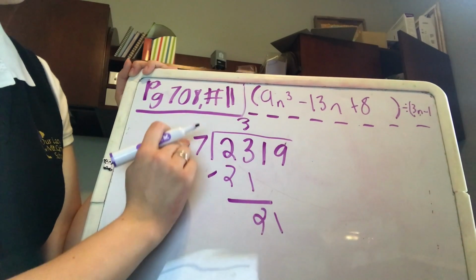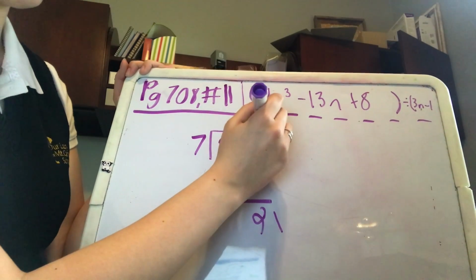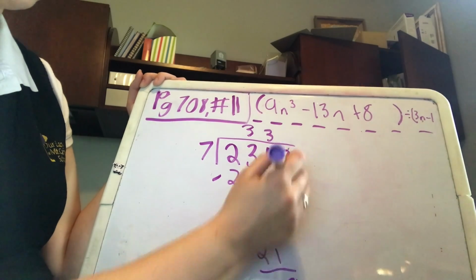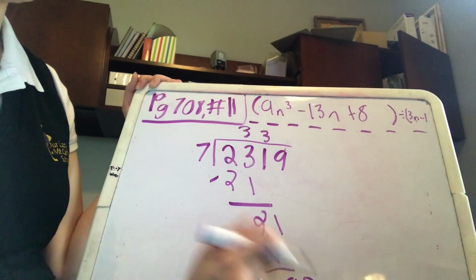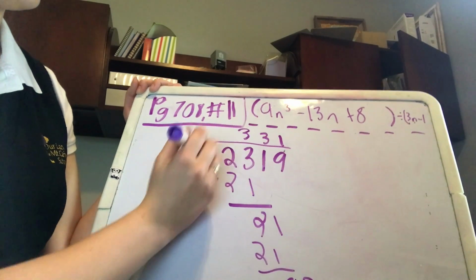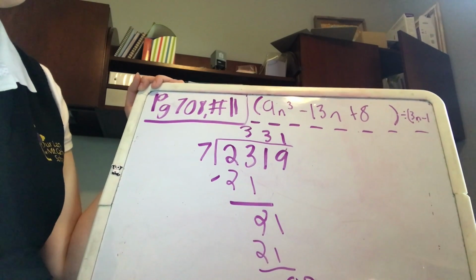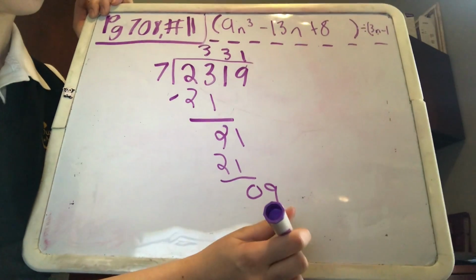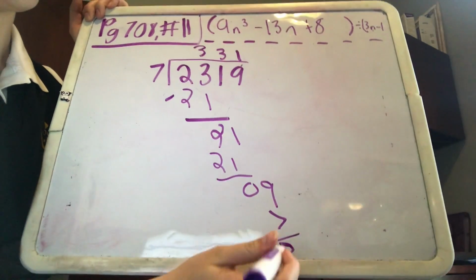Bring down the 1. How many times can 7 go into 21? 3. 7 times 3, 21, 0. Bring down the 9. How many times can 7 go into 9? 1. 7 times 1 is 7. Remainder of 2. So there, your answer is 331 with a remainder of 2.